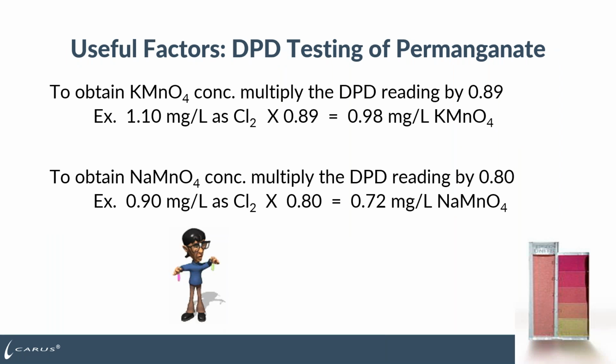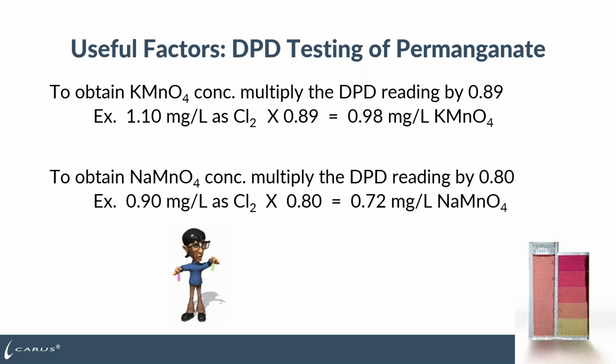Now you're going to ask, we're using it as a free chlorine powder pillow. Why can we test for permanganate? That powder pillow reagent reacts with any oxidant, and permanganate's an oxidant, so it turns colors. The difference is, because the powder pillow is set for chlorine, your reading on the instrument is going to be slightly off. In the case of potassium permanganate, you're going to multiply your reading by 0.89, and that will give you what your actual reading is as potassium permanganate in solution.